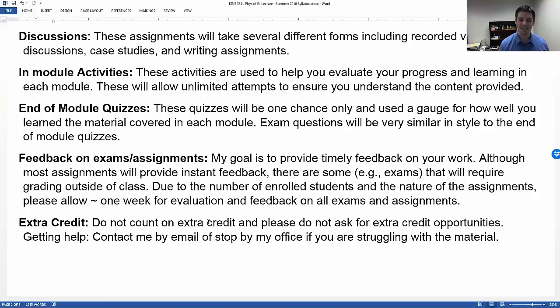There will also be end-of-module quizzes. End-of-module quizzes will be one chance only, and they are essentially for you to gauge how well you've learned the material covered in that topic. So in general, we won't necessarily have end-of-module quizzes daily, but we'll have several of them, and those will be, again, similar to what the exam is going to be like.